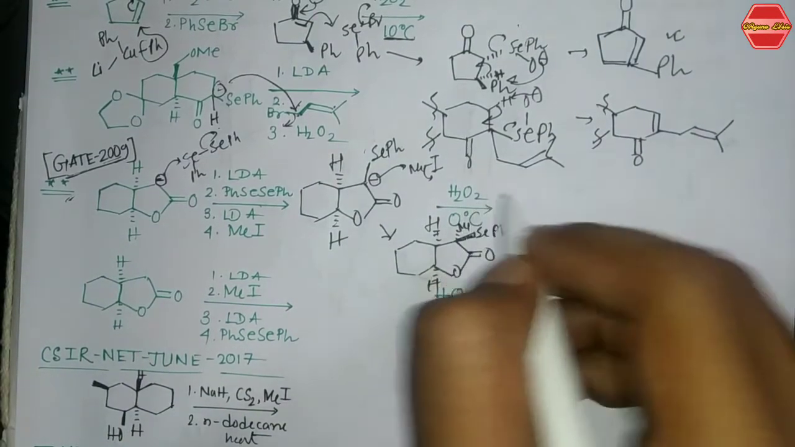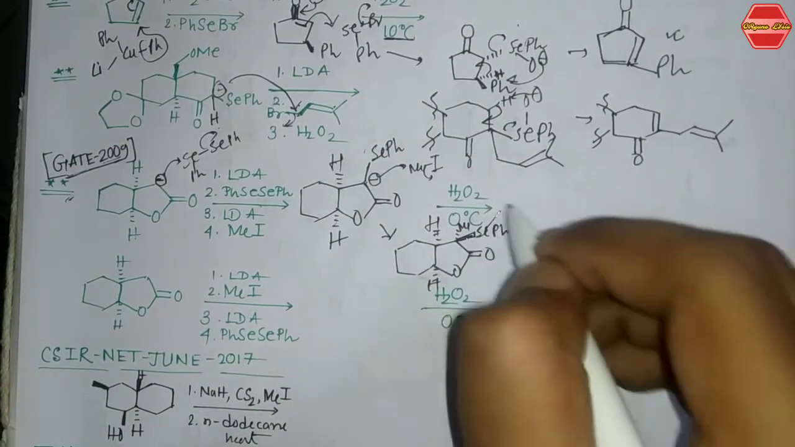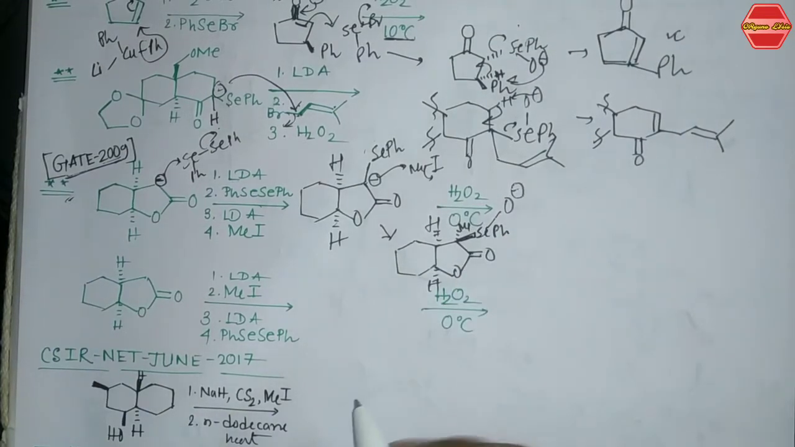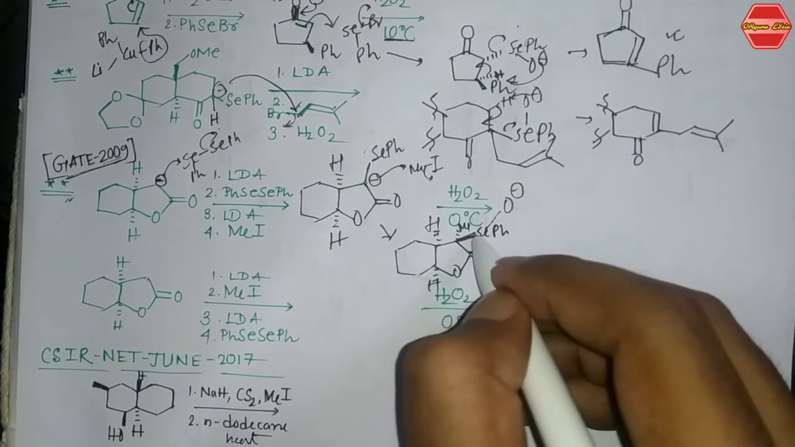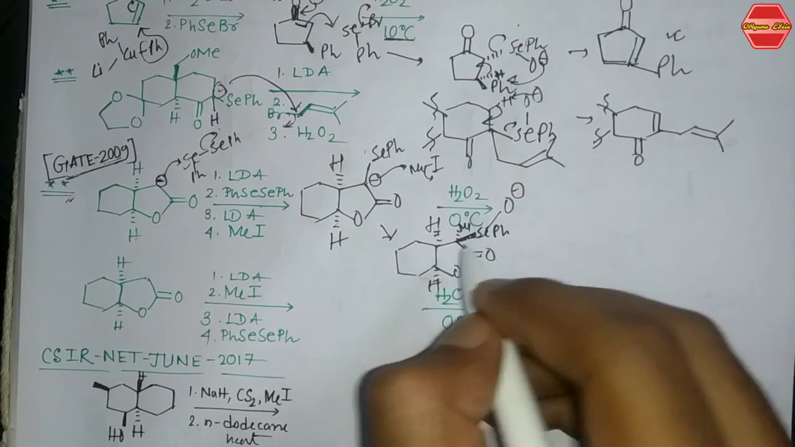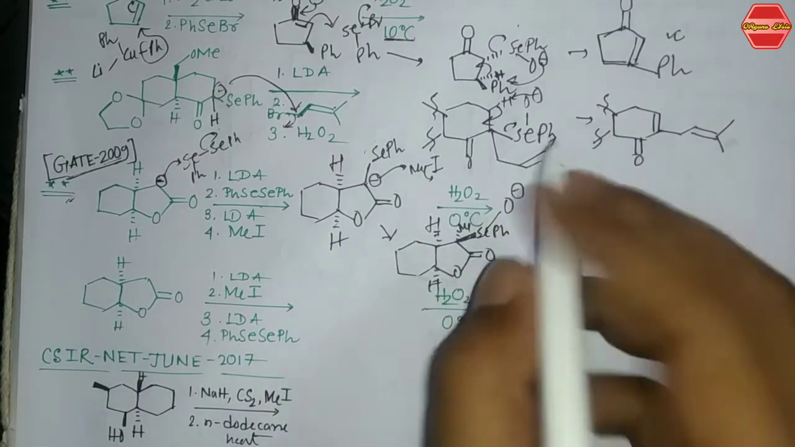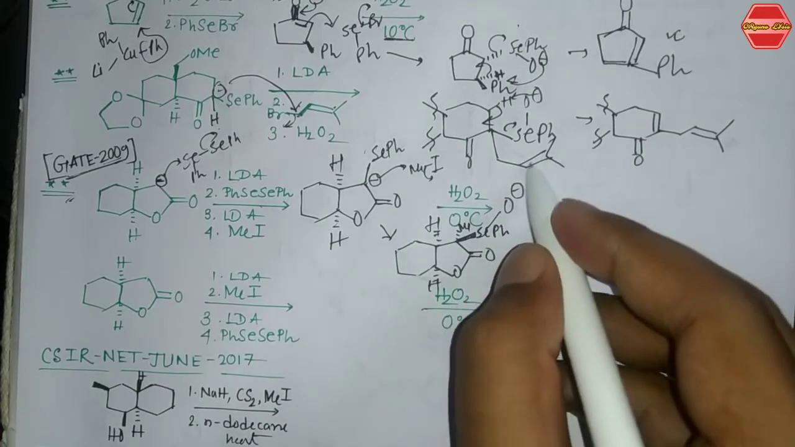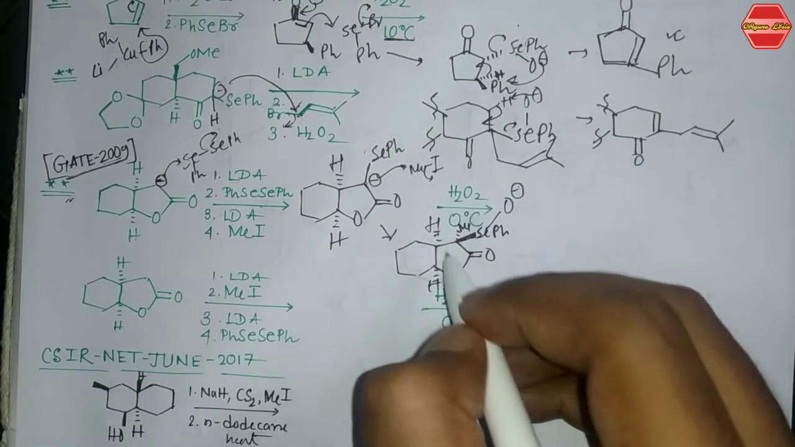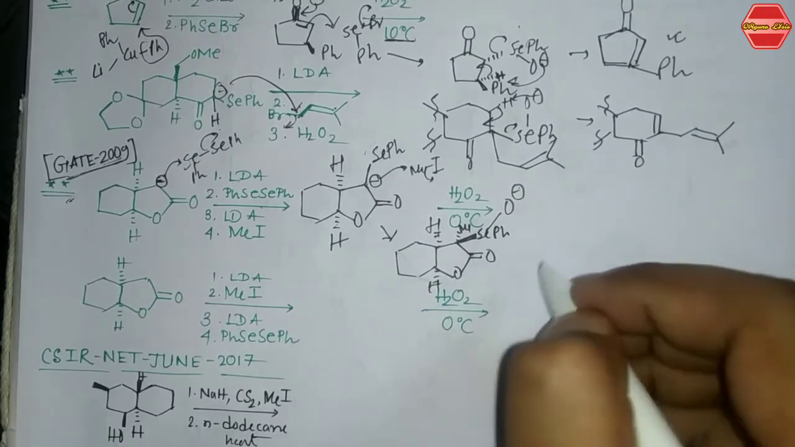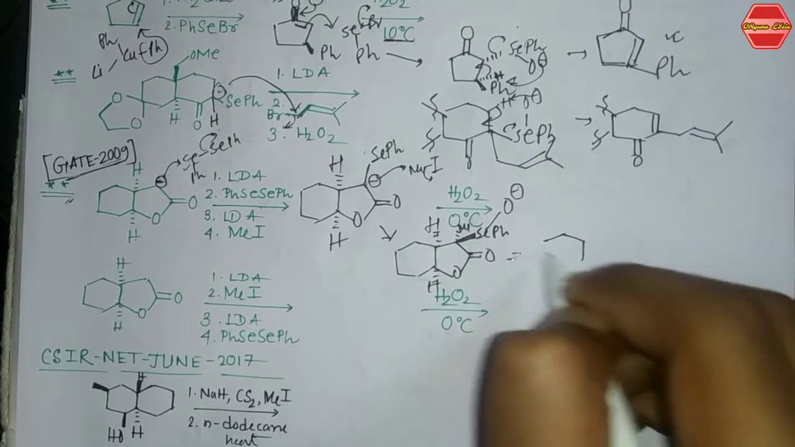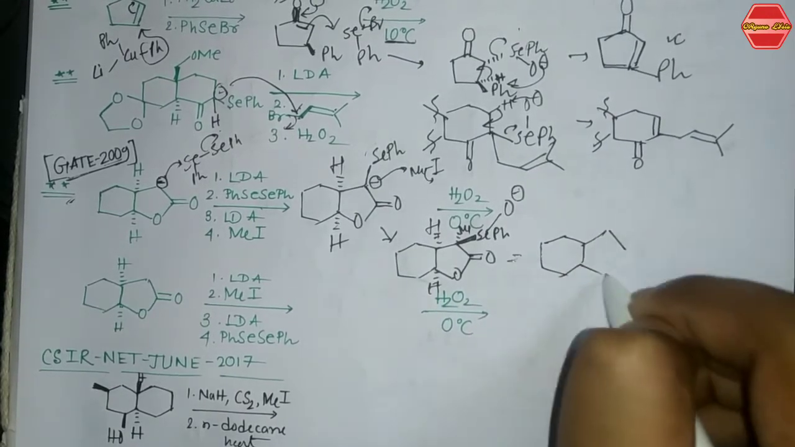Now you have this H2O2 condition, so it will form this selenium oxide. Now you can see that this selenium Ph is above the plane, so it will take a hydrogen over here and it will form the alkene. Now I will show you in a clear way, that is this one.